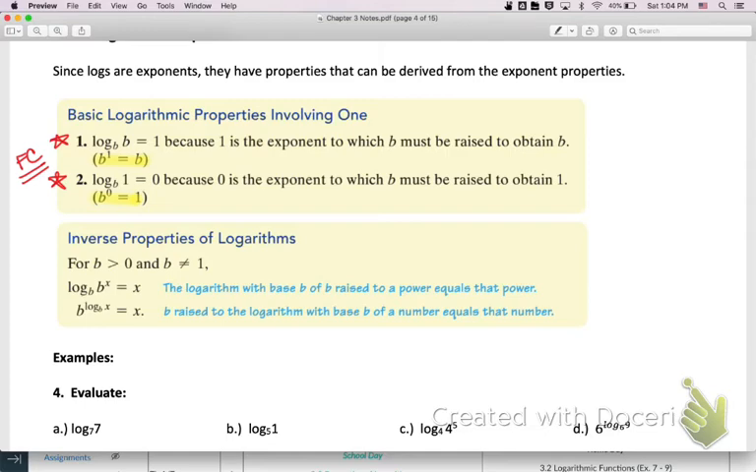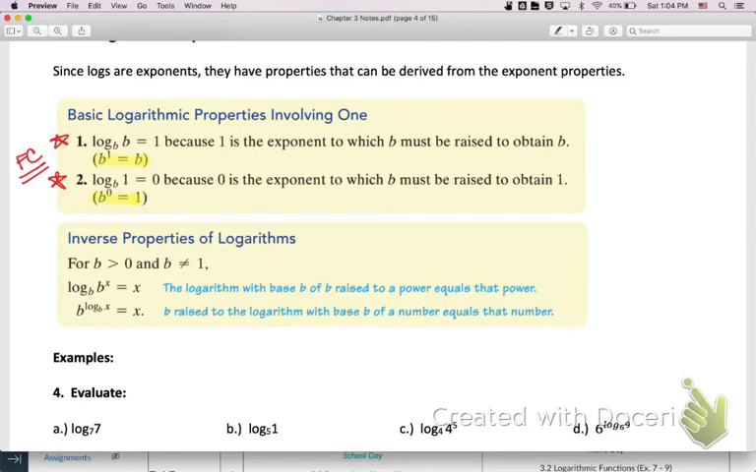Okay, now the inverse property is this. A log undoes a base if the bases match, and a base undoes a log if the bases match. This is because they are inverses. So if I do the log base b of b to the x power, the log base b undoes the exponent base b, and we just get the exponent left over. That's all that's left at that point. Similarly, b to the log base b of x power, the b exponent base undoes the b log base, and we just get the x.